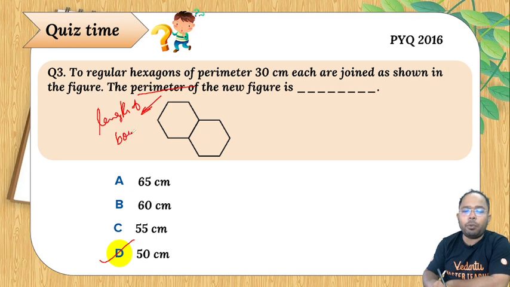Since the perimeter is 30 centimeters and they are regular hexagons, all the sides are the same. So each side would be 5 centimeters. If we look into the boundary, this is boundary, this is boundary, this is boundary, this one will go outside only, not the inside part. So 1, 2, 3, 4, 5, 6, 7, 8, 9, 10. Each side was 5 and there are 10 sides. So 10 into 5 is 50. So that's what the correct answer is.